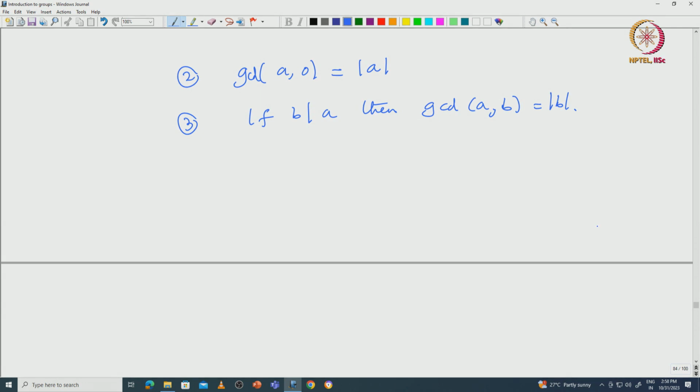Now, one of the important properties of GCD is that you can always write GCD of A comma B as an integral combination of A and B.